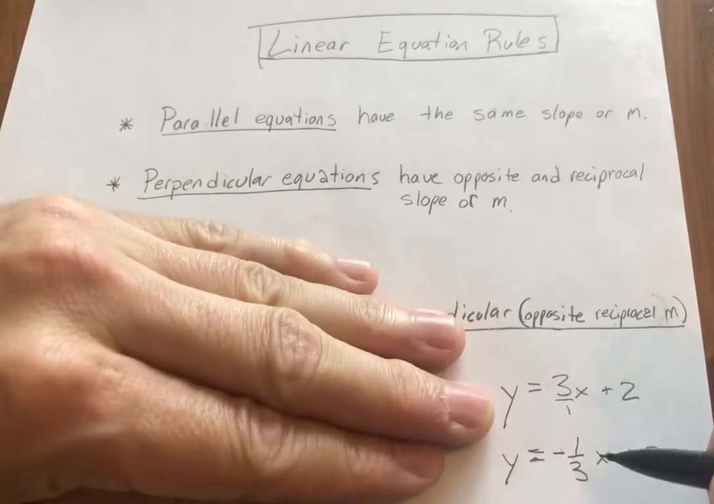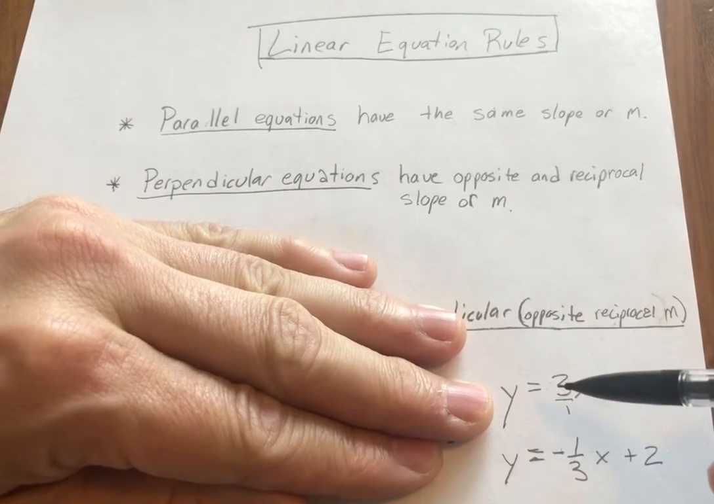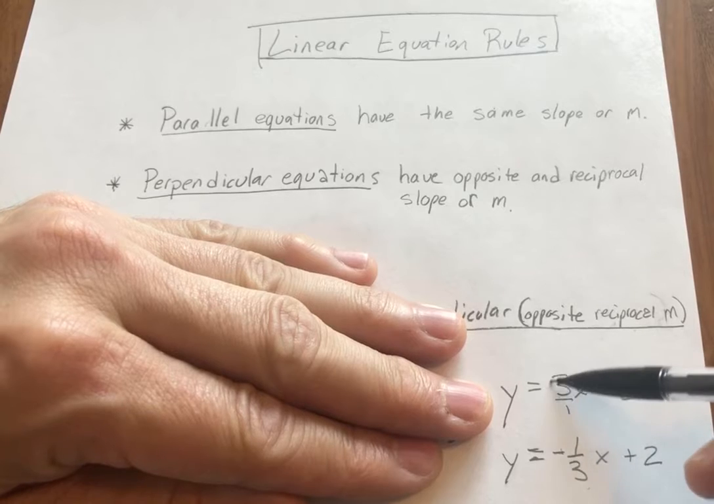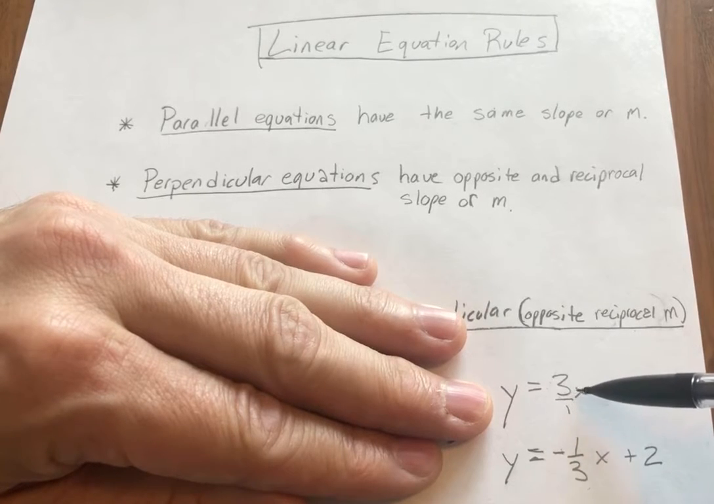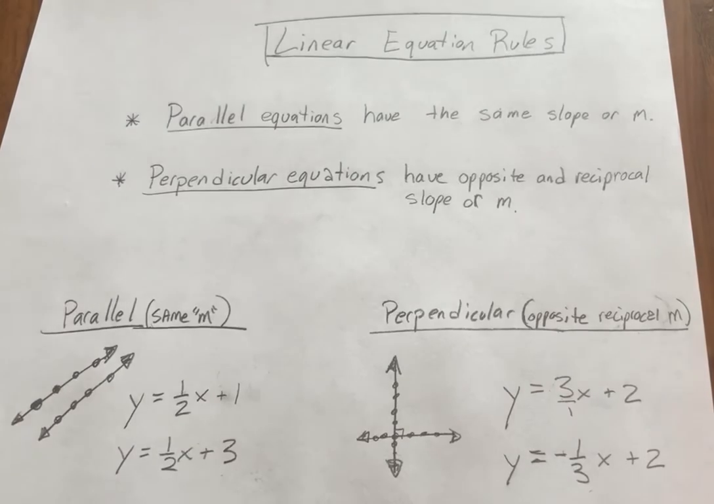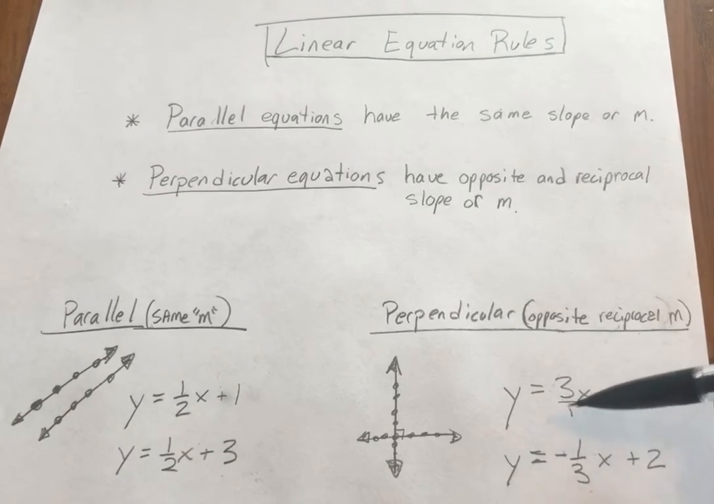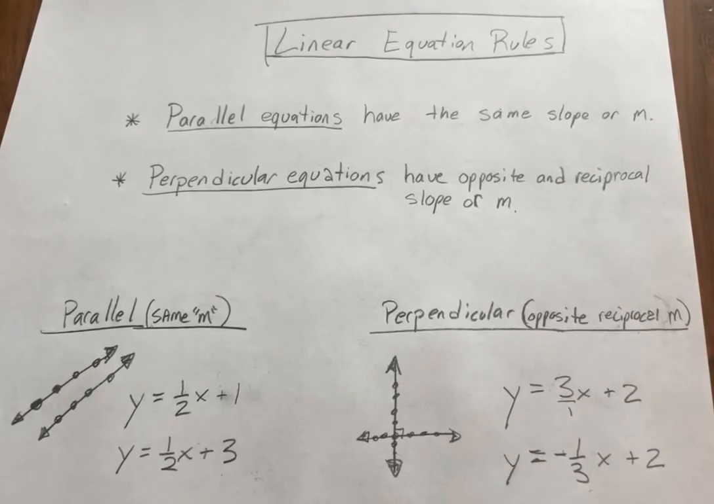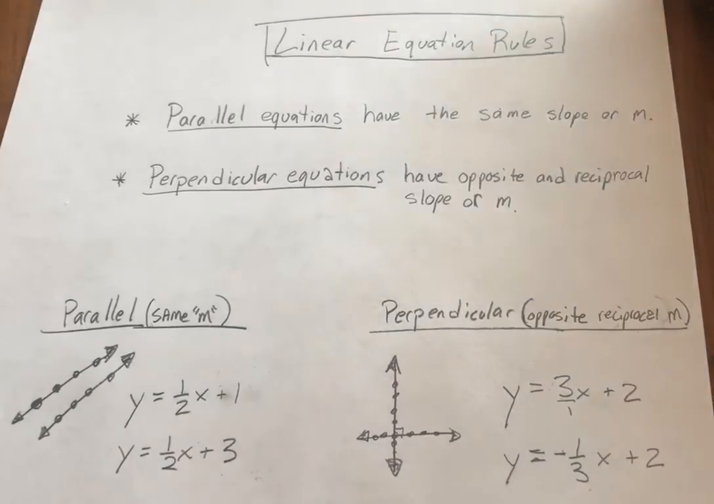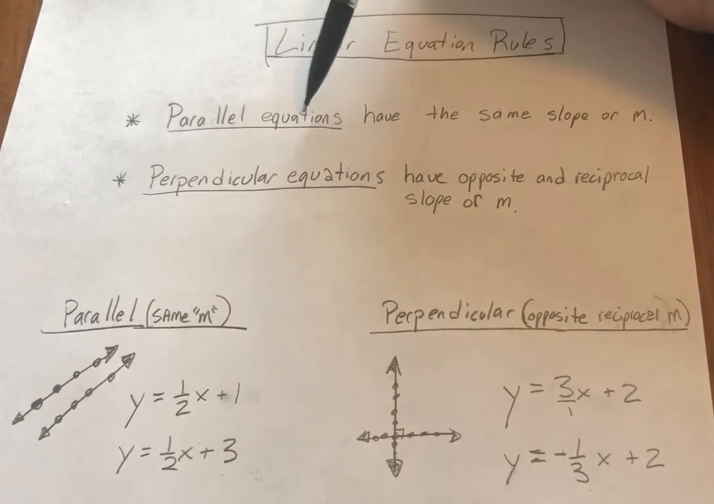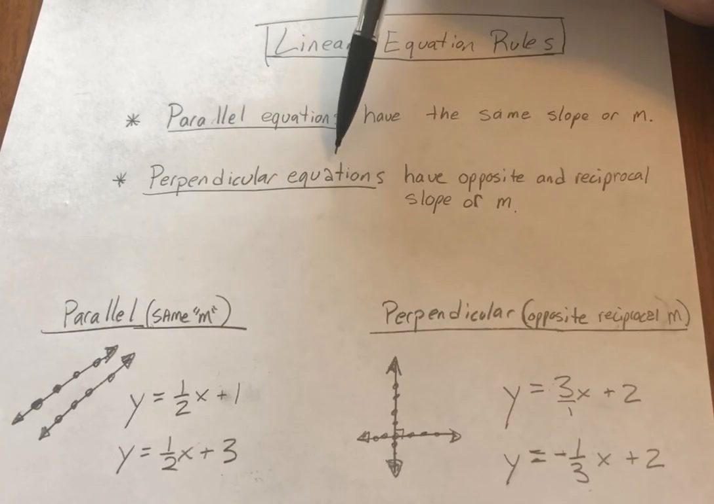So without any graph paper, by looking at two equations, I can tell that they would cross at a 90-degree angle, because the m is 3, and this one is opposite because it's negative, and it's reciprocal because it's upside down. So these cross at exactly a 90-degree angle, but first I need to make sure they were in y equals mx plus b. That's it for today's linear equation rules for parallel and perpendicular linear equations.